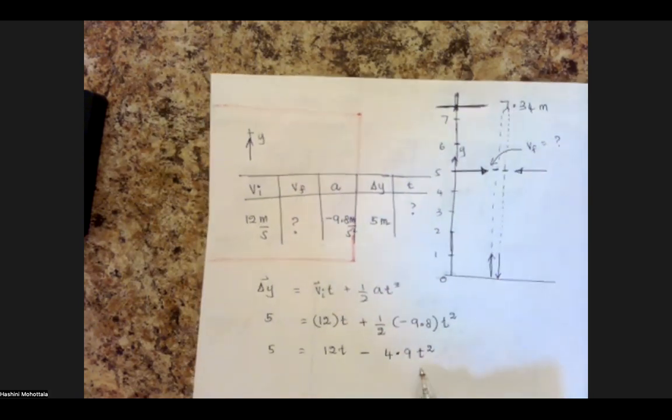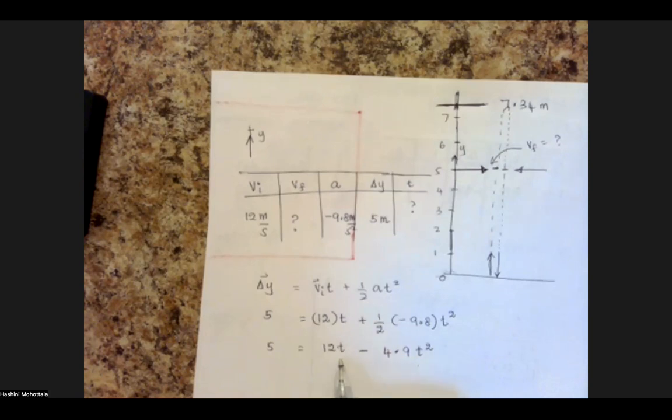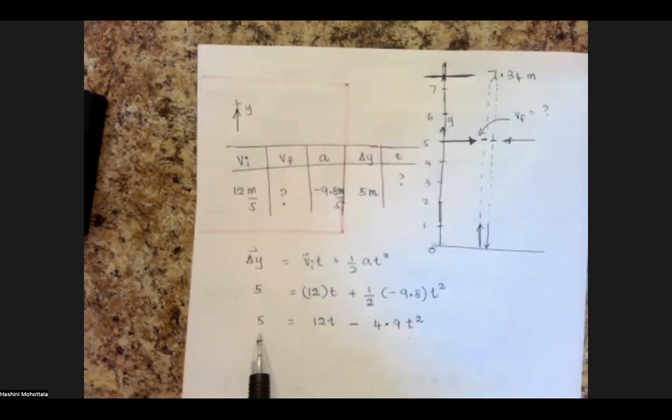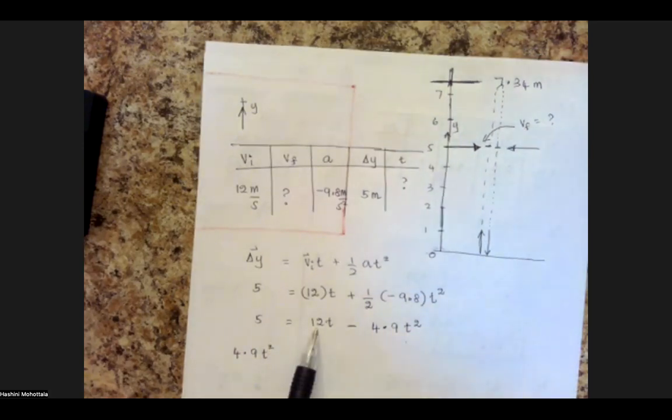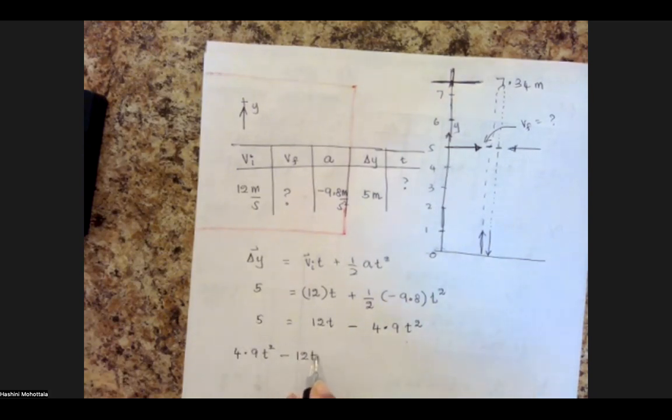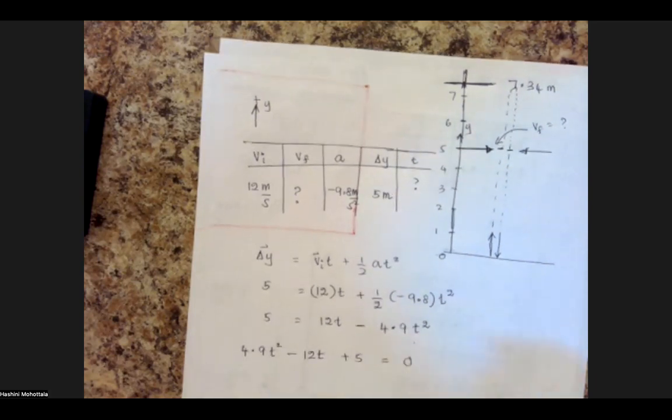So here you have a quadratic term of t, and then a linear term of t, and there you have no t at all. So what I am going to do is rearrange this equation. I add 4.9 t square to this side and I add 4.9 t square to the other side. That gives me 4.9 t square. And then I subtract 12t from this side and I subtract 12t from the other side. The 5 is already there.